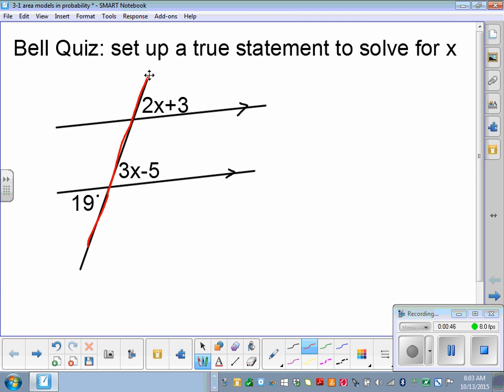So with this one, I saw a lot of yeses as well. What kind of angles are 2x plus 3 and 3x minus 5? Corresponding, they both sit on the same side of the transversal. They're both on the right of the transversal and on top of the parallel line. So they're corresponding, so they are equal. So a true statement would be to say 2x plus 3 is equal to 3x minus 5.